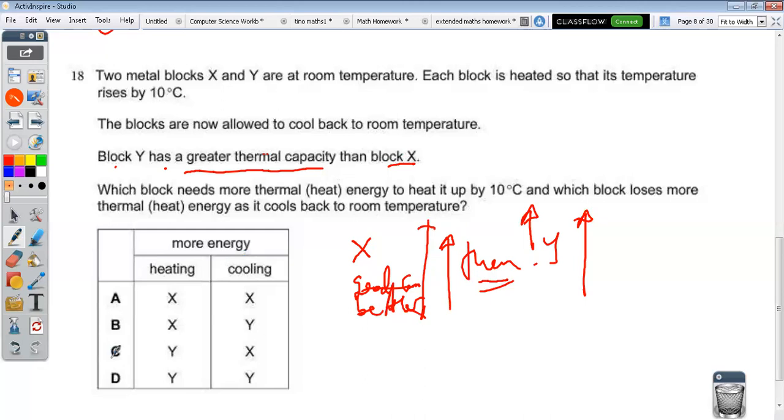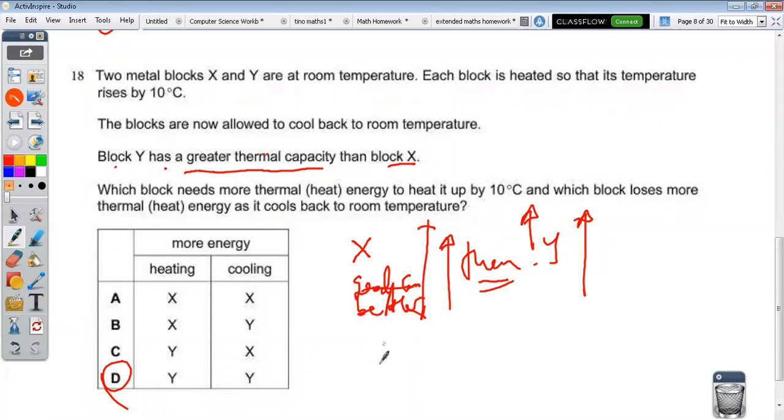Are we together, Tandibi? Why would Y also lose so much energy so that it goes back to room temperature? Remember, it has to absorb so much more energy than X to raise that temperature by 10 degrees. So for it to go back again, it has to lose the same amount of energy, which will be greater than the energy that X has to lose. Is that making sense?